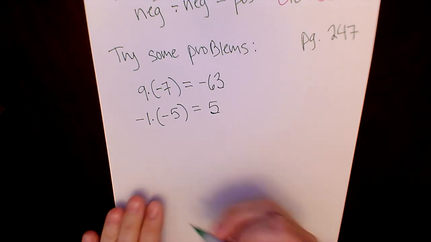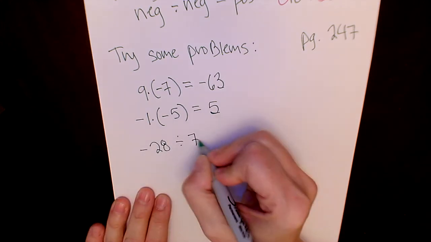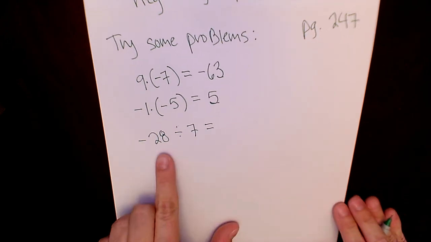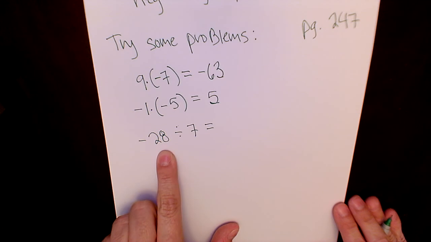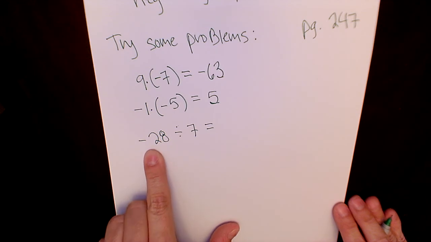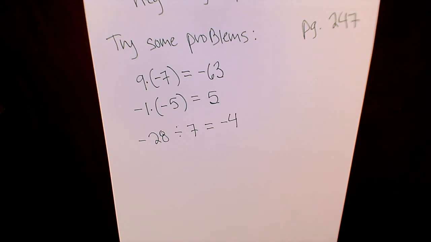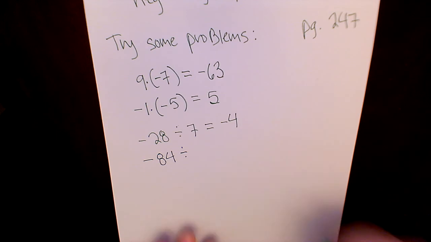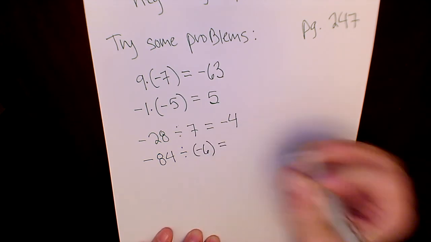What if I have a -28 divided by a +7? I've got a negative divided by a positive. So that's rule 3. It's going to be negative. It's going to be -4. I'm going to put this one. What if I have a -84 divided by a -6?